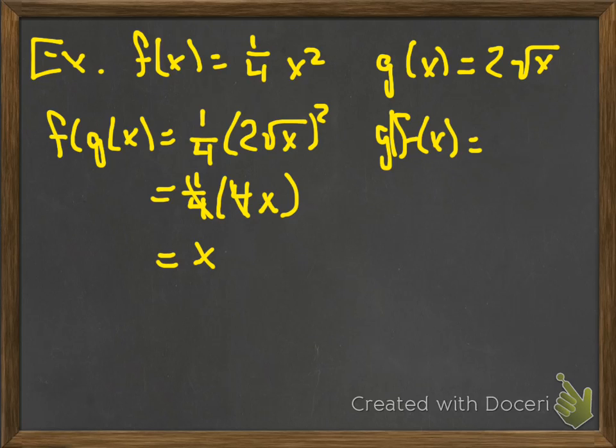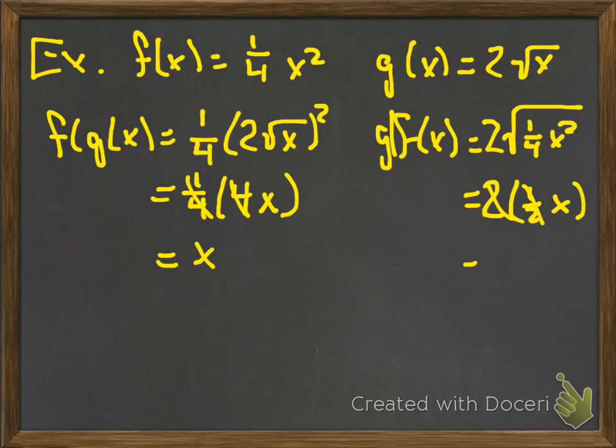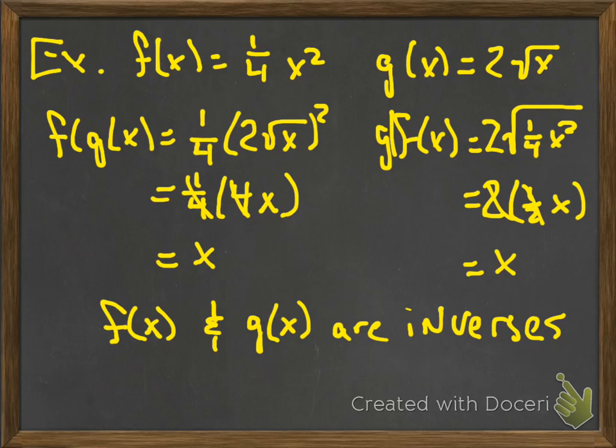So I'm going to put the 1/4 x squared now in place of the x under the square root. The square root of 1/4 is 1/2. The square root of x squared is x. So I'd be left with 1/2 x. 2 times 1/2 would cancel each other out, leaving me x. So since both of them give me just an answer of x, I'll say that f and g are inverses of each other.